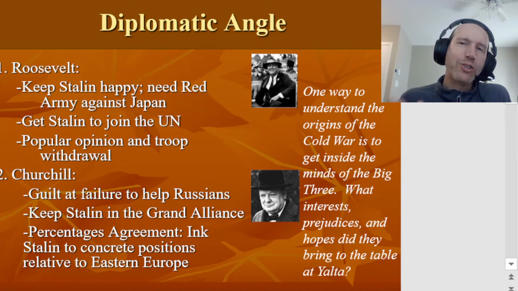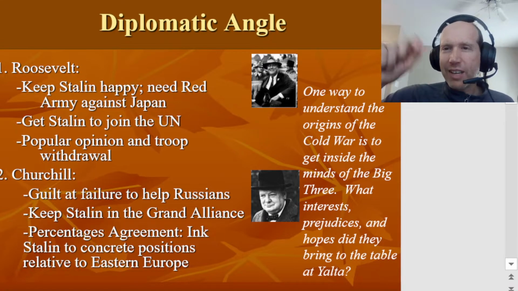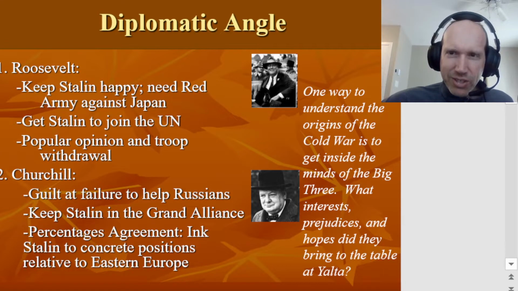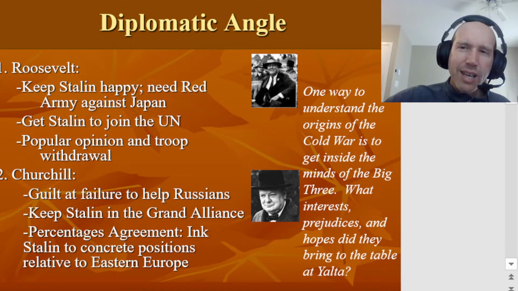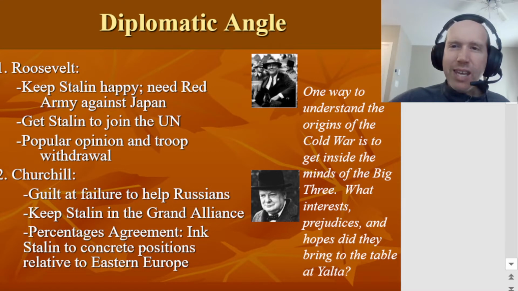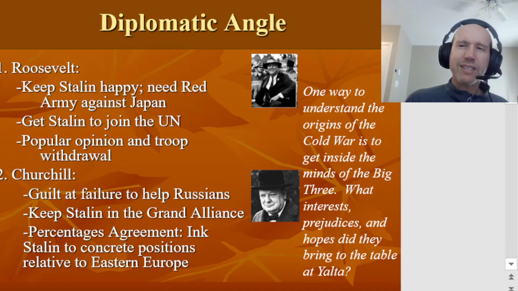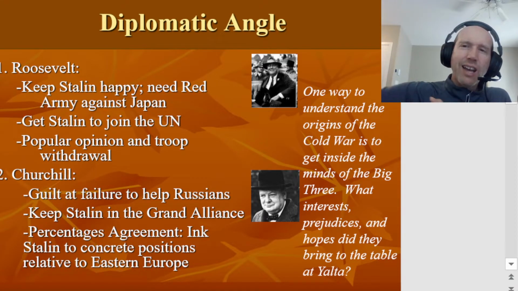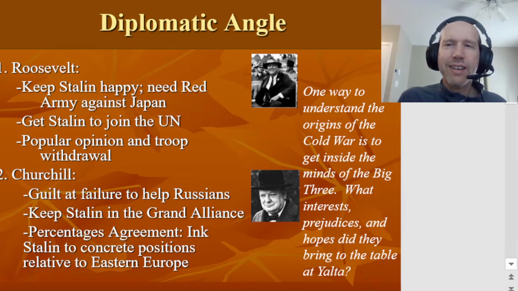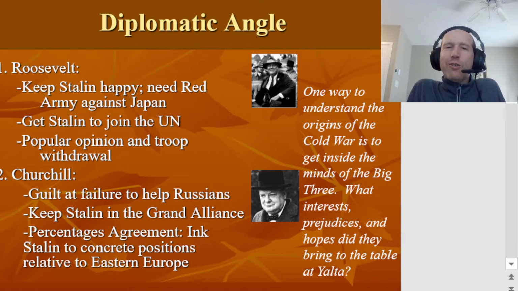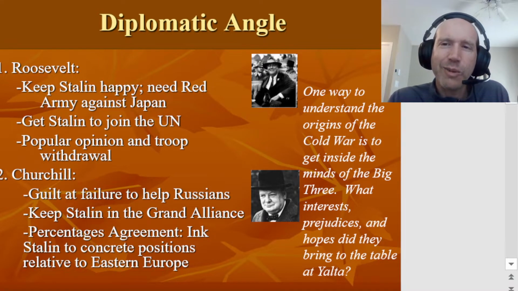So one of the stories goes he has this cocktail napkin. He writes down all the countries of Eastern Europe, and he writes Greece 90% Britain, 10% Soviet Union, Poland 80% Soviet Union, 20% Britain, and Romania 90% Soviet Union, 10% Britain. And when he handed this to Stalin, Stalin signed it and kind of threw it on the cocktail table. And Churchill kind of believed, okay, this is a deal we got.